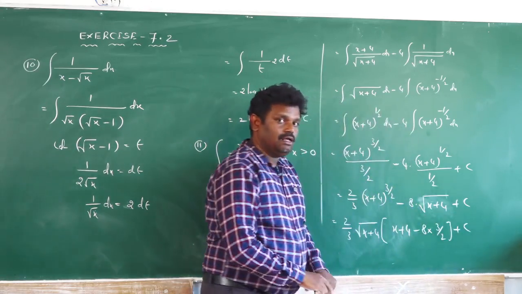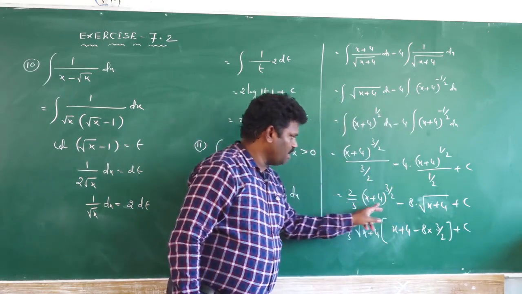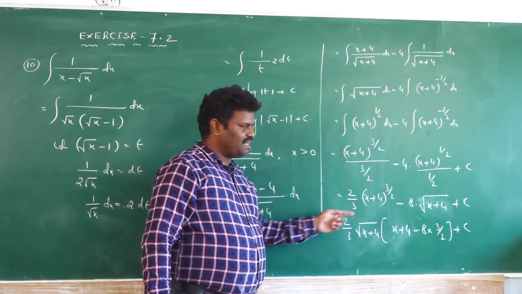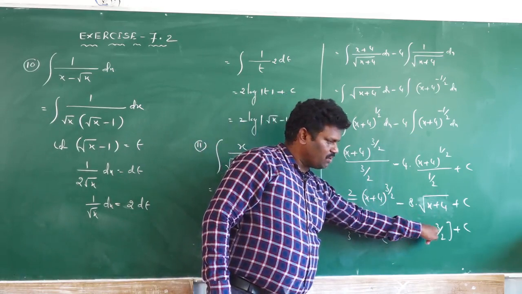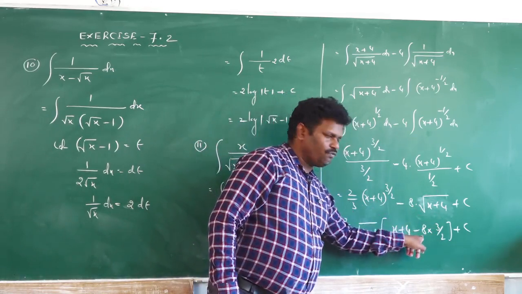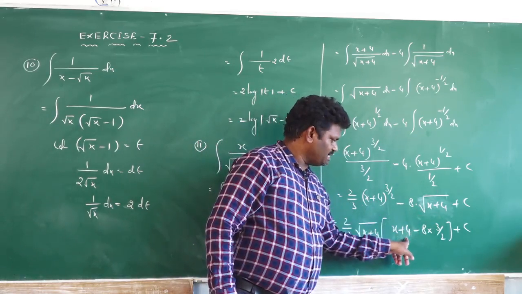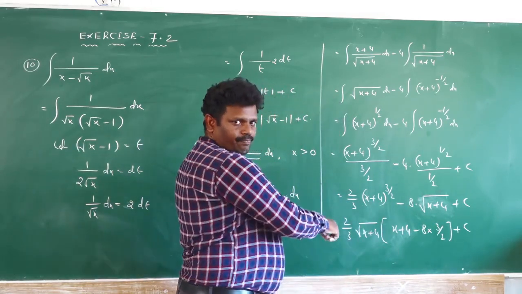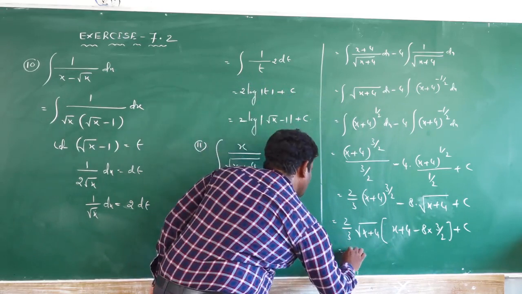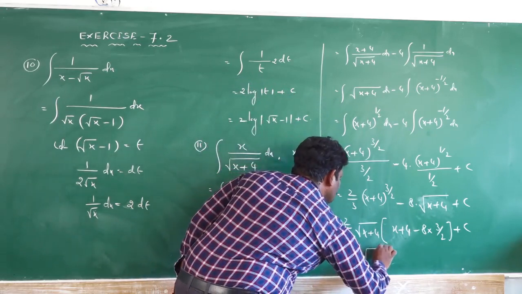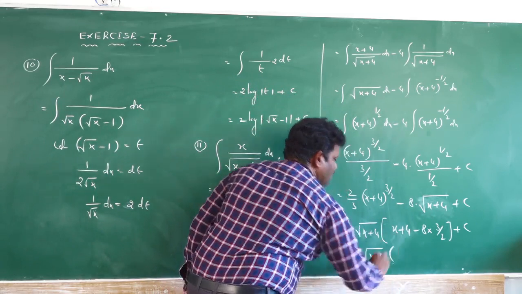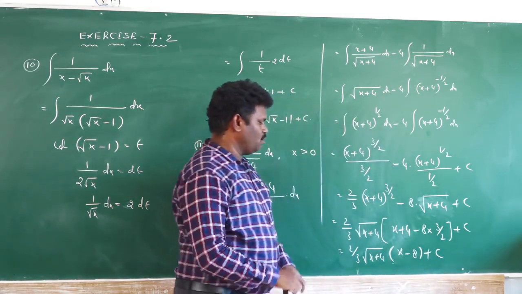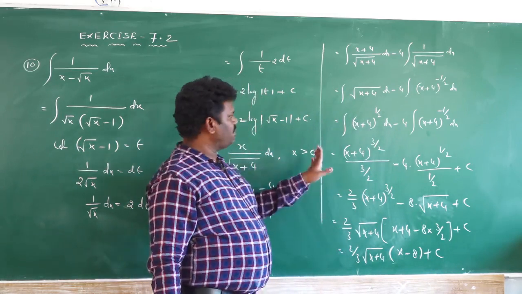Is this correct? No. Here root of x plus 4 and here root of x plus 4 if you take common, and 2 by 3 also common, but here 2 by 3 value is not there. So that's why we do 3 by 12: 2 ones are 2, 2 fours are 12. So 4 plus 8 minus 12 means minus 8. Last step, that is equal to 2 by 3 into square root of x plus 4 into (x minus 8) plus c. So this is the final answer of the given integral.